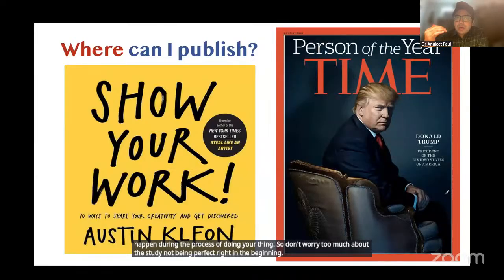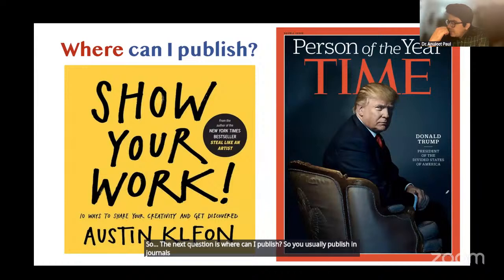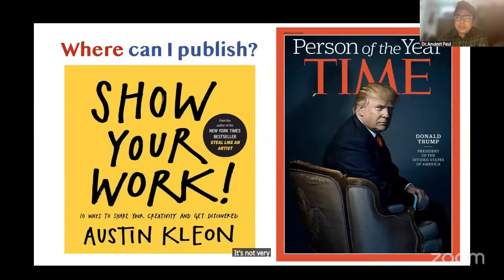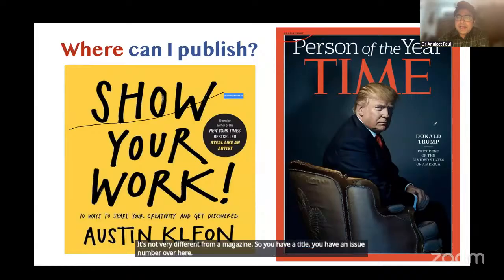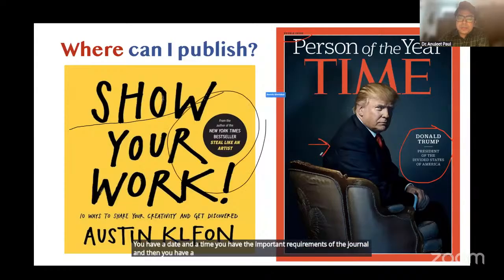So the next question is, where can I publish? You usually publish in journals. Many people are very confused about where to publish and how journals work. That's why I bought this image on the right. A journal is not very different from a magazine. You have a title, you have an issue number over here, you have a date, you have the important requirements of the journal, and then you have a polarizing image which is supposed to grab the attention.